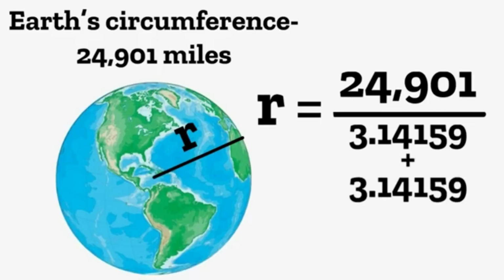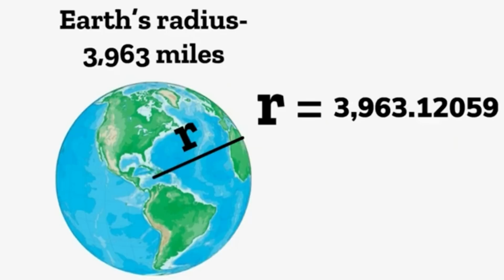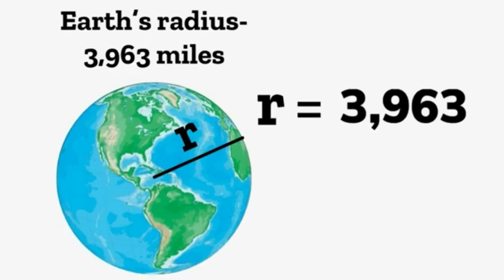Or 2 pi can equal 3.14159 plus 3.14159. So Earth's radius will equal 24,901 divided by 6.28318, which equals 3,963.12059. For number's sake, we will round down to 3,963. So Earth's radius equals 3,963 miles. "I understand, Daddy. That makes sense."